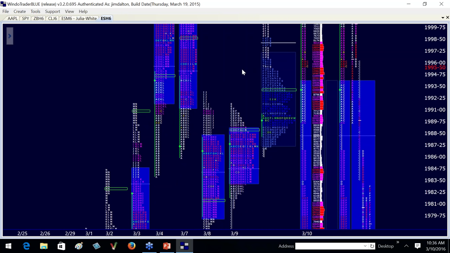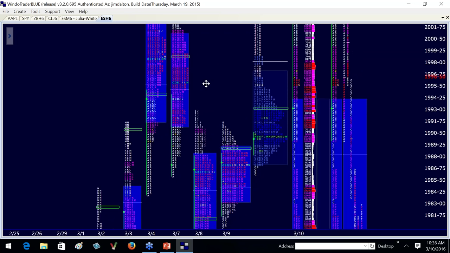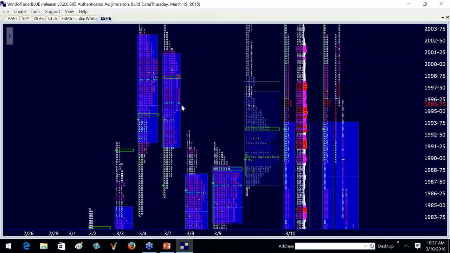When the point of control doesn't migrate higher, and that's just an excellent question, we're trying to ascertain what is going on under the surface of a market. If I ask most people, what did the market do on this day, on the 7th? They would tell me, well, the market was higher, price was higher, and it was overall a pretty good day. And I said, well, what didn't happen is more important than what did happen. And yes, price was higher, but why didn't the fairest price migrate higher?